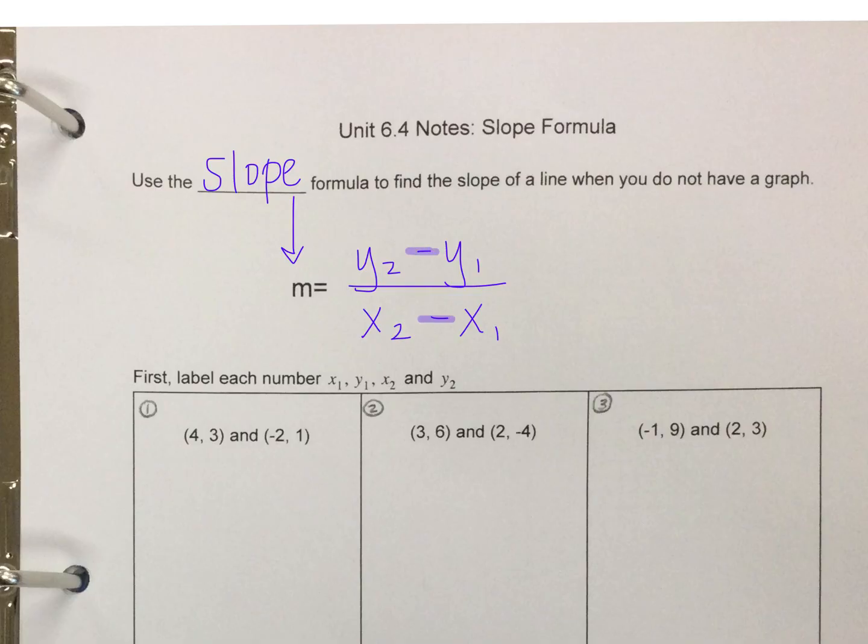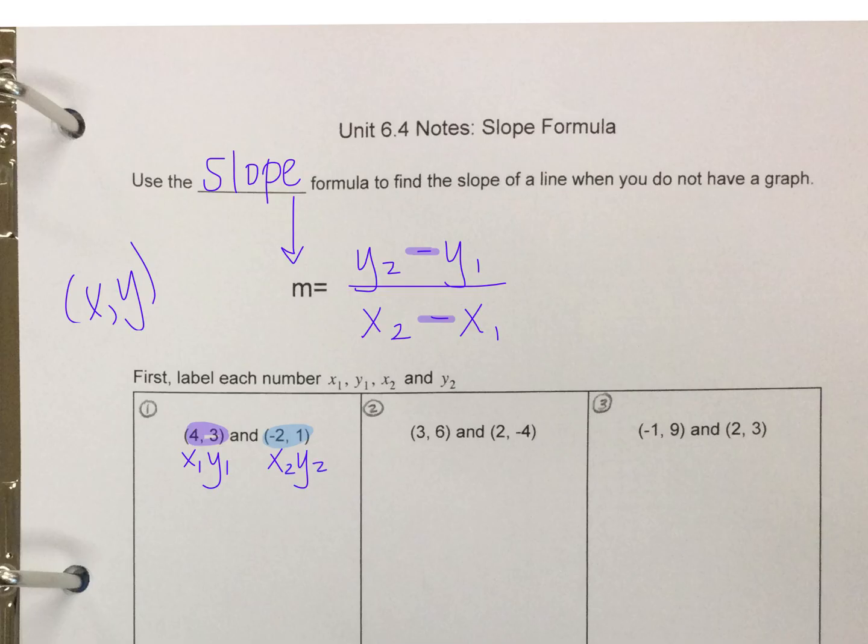So, step 1 is to label these coordinates right here. To label them, I know that the 4 is an x and the 3 is a y because I've told you over and over that's what they represent, in alphabetical order. The negative 2 is an x, the 1 is a y. This group right here is group 1, so x1, y1. This group right here is group 2, so x2, y2.